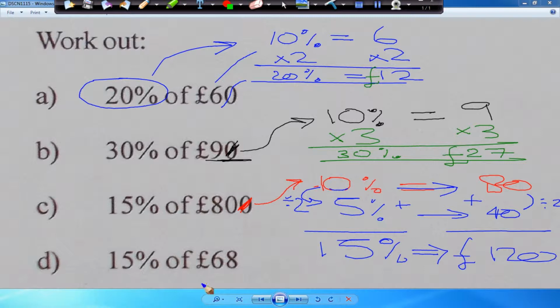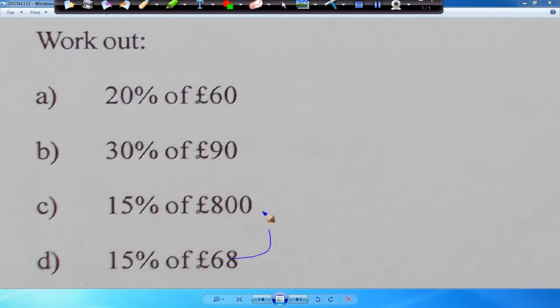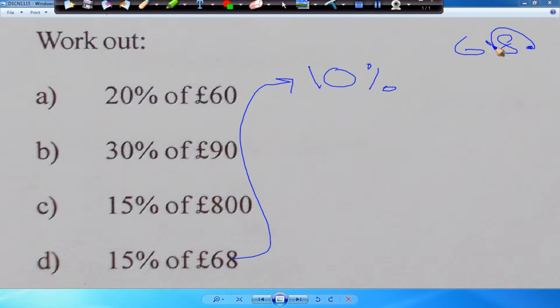Okay, now, there's one question over here, 15% of 68. Okay, right. Let's clear the page because we're running out of space. So we're going to work out first of all 10%. So 10% of 68. Here's 68. Put the decimal point in the end and move it back by one place gives you 6.8. So 10% is 6.8. Now I need to work out a further 5%. 5 is half of 10.